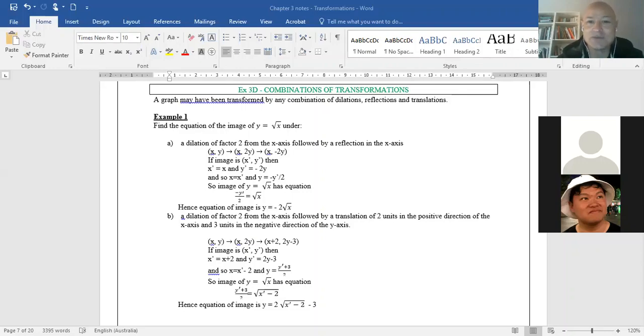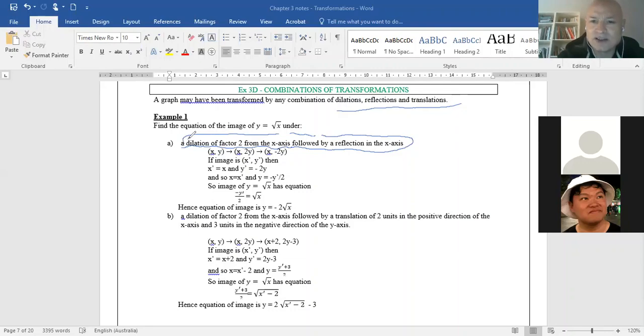Okay, so let's do these combinations of transformations. Now we're going to be doing dilations, reflections, and translations, it looks like. So let's see what it says. Example 1: find the equation of the image of y equals the square root of x under a dilation of factor 2 from the x-axis, followed by reflection in the x-axis.